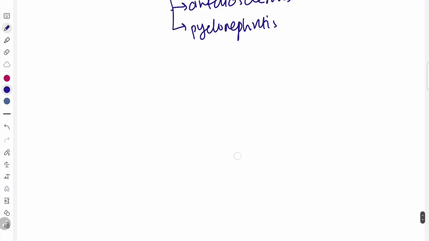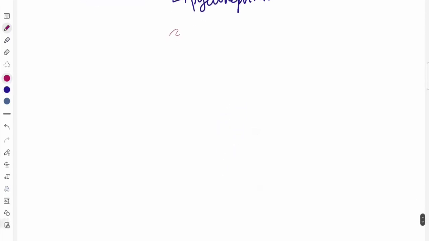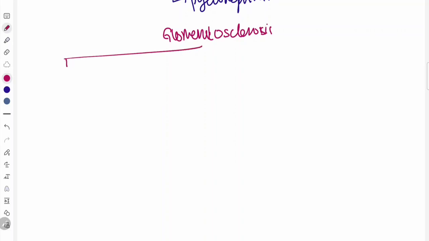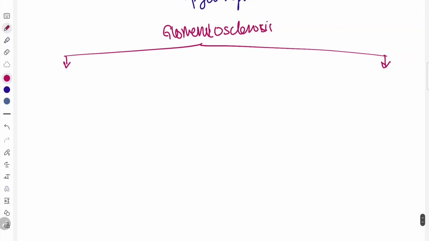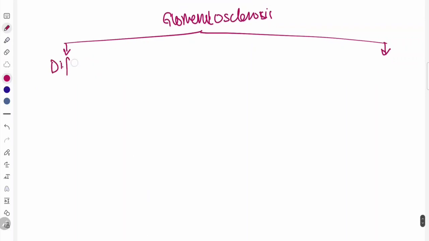Now glomerulosclerosis is of two types. Both come under the category of nephrotic syndrome. One is the diffuse type, and the other is the nodular type. Diffuse type means that it is covering the whole, or a certain part, of the kidney, but in the nodular type, small nodules of sclerosis are found.